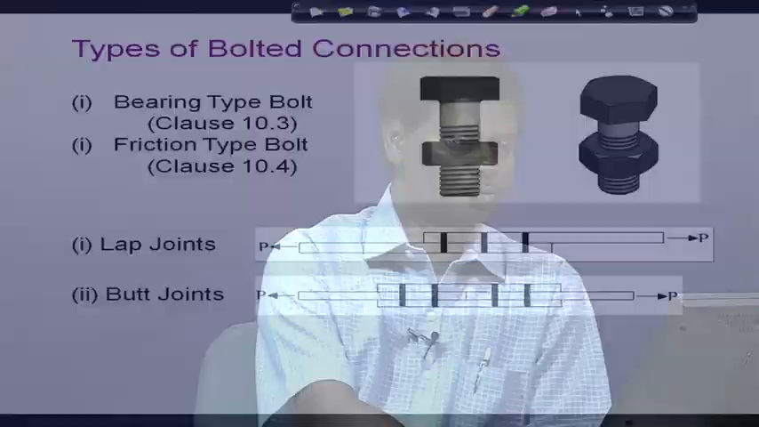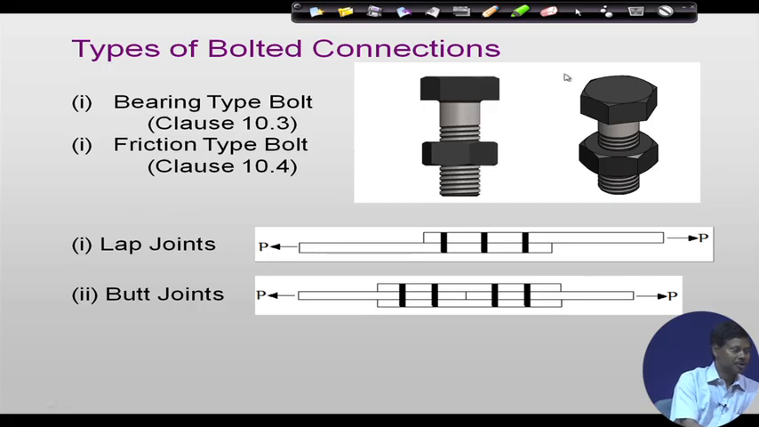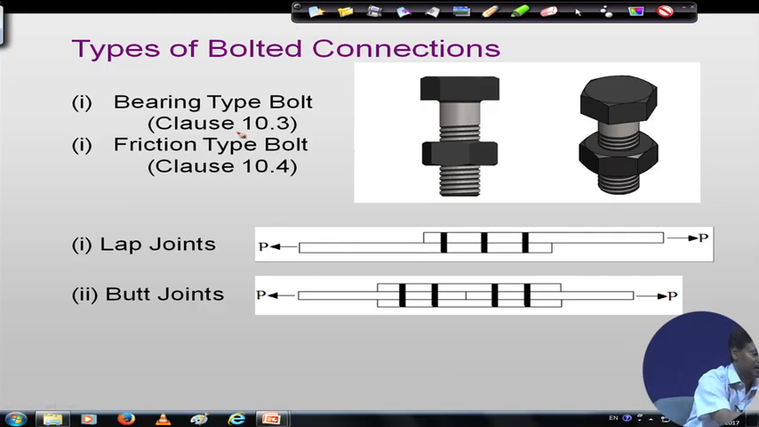As we know, one is the bearing type of bolt, which is given in clause 10.3 of IS 800:2007, and another design procedure is for the friction grip bolt, which is given in clause 10.4. While we see the design procedure, I would suggest the participants to follow the codal provisions also, and to open clause 10.3 while designing the ordinary black bolt.